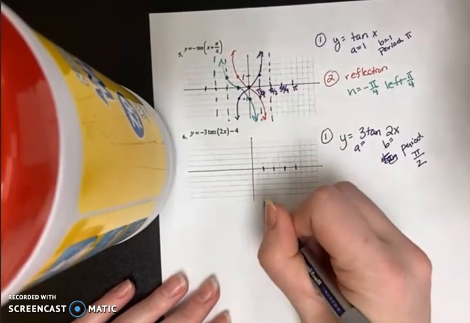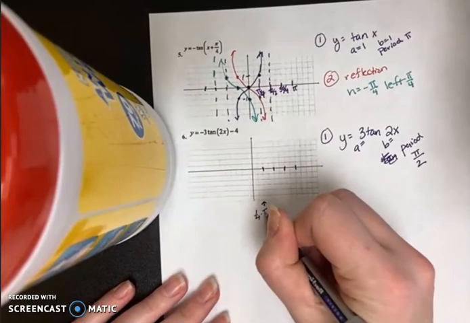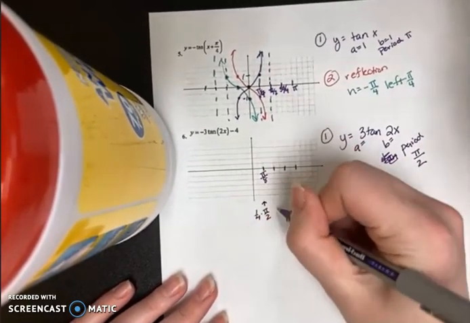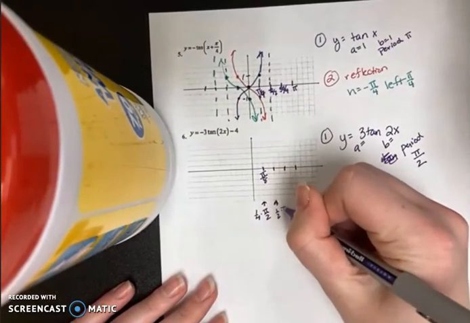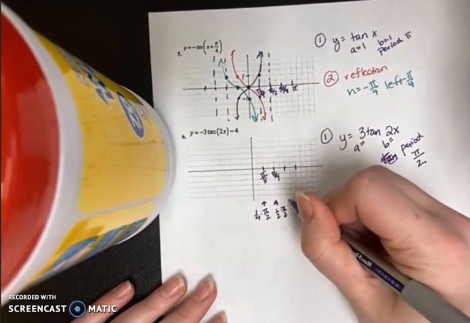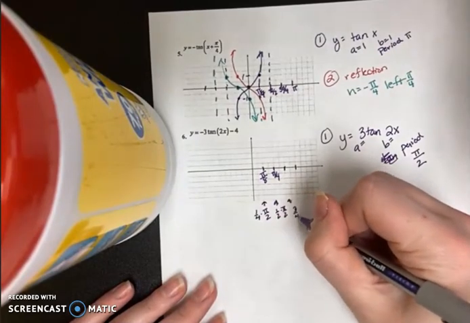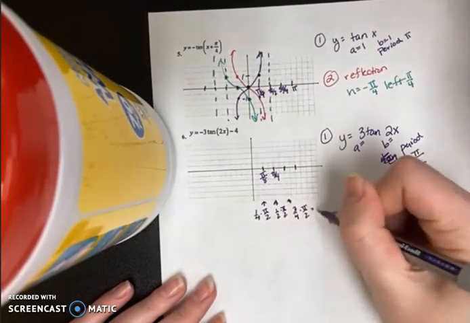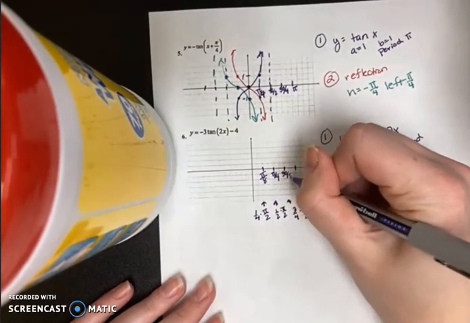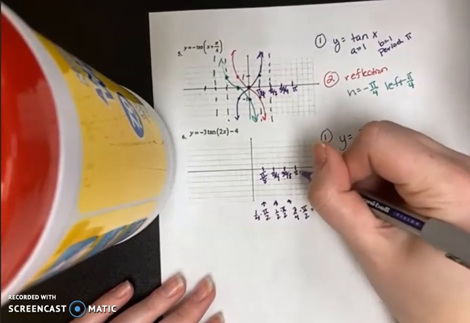So the first tally mark is going to be 1/4 of pi over 2, which is pi over 8. The second is 1/2 of pi over 2, which is pi over 4. And the third tally mark is 3/4 pi over 2, which is 3 pi over 8. And then the full period length, pi over 2.